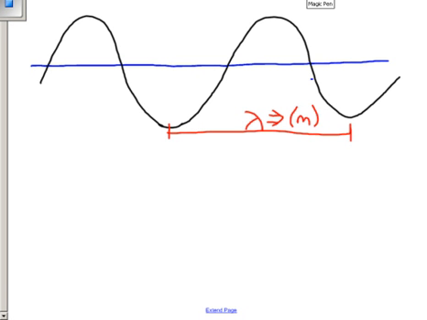I can choose the top of the wave, go from here over to here. That's lambda as well. Because it's a periodic or a repeating function, it's always going to be the same. Okay? Lambda, measured in meters, wavelength.